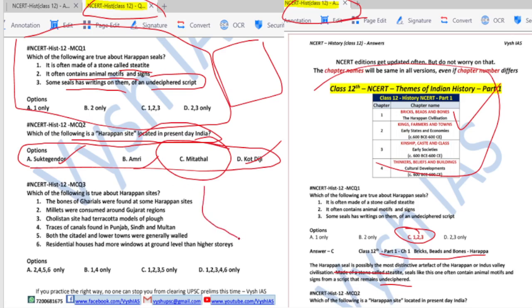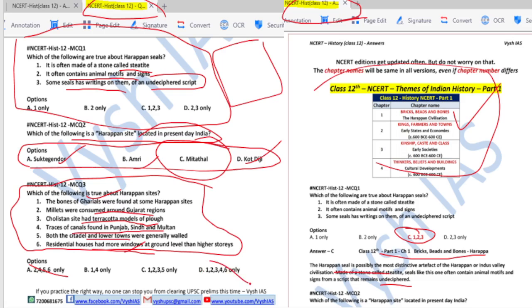This is the typical type UPSC is asking these days, six or seven statement questions. Bones of gharials were found at some Harappan sites, millets were consumed in Gujarat, Cholistan sites had terracotta models of plough, canals were found in Punjab, Sindh and Multan, citadel and lower town were generally walled, and residential houses had more windows at ground level than the higher stories. Even if you know one fact, you could eliminate. You should know that at ground level they usually don't have windows, so the sixth one you can eliminate.